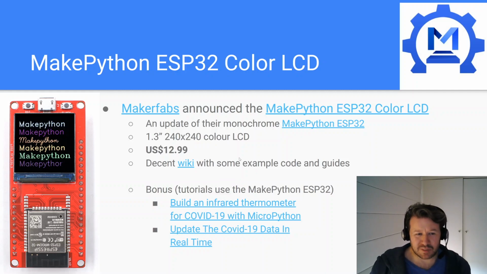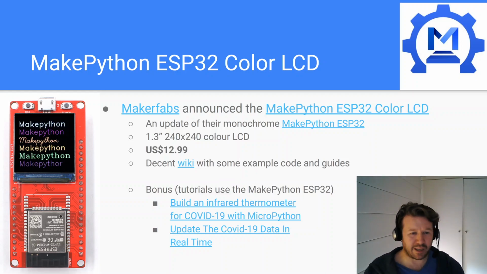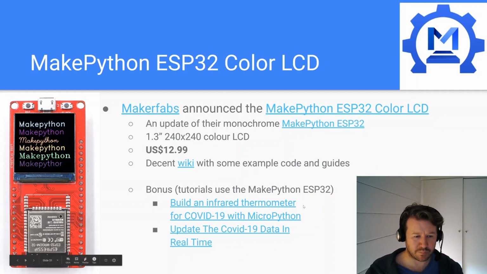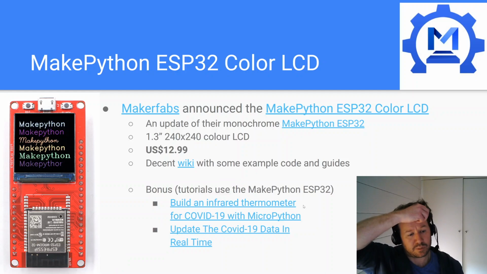Right, so MakerFabs announced the ESP32 color LCD. They had an older version which was basically the same with a monochrome display. This is nice because it's pretty inexpensive at 13 US. I've seen a bunch of tutorials use this device because it's kind of cheap and cheerful, and it's just really good for beginners. Just buy one of these and run through some of the tutorials they've put together.